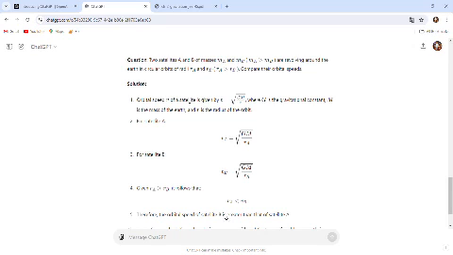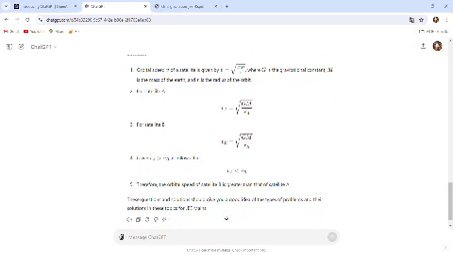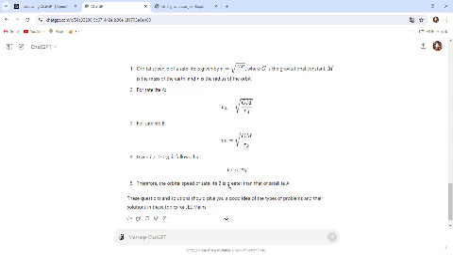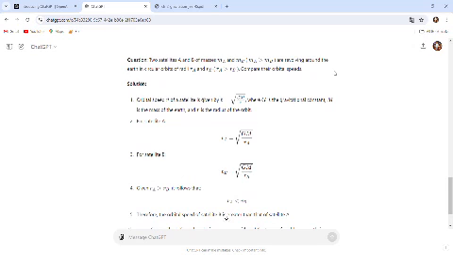The orbital speed of the satellite is given by v equals root under GM by r, where G is the gravitational constant, M is the mass of the earth, and r is the orbital radius. For satellite A, v is equal to root under GM by ra, and for satellite B, v is equal to root under GM by rb, where rb is greater than ra. Following the rule, the mass of the satellite does not matter, and since the radius rb is greater than ra, the orbital speed of satellite A is greater than that of satellite B. This is the final output of the comparison of the orbital speed. Thank you.